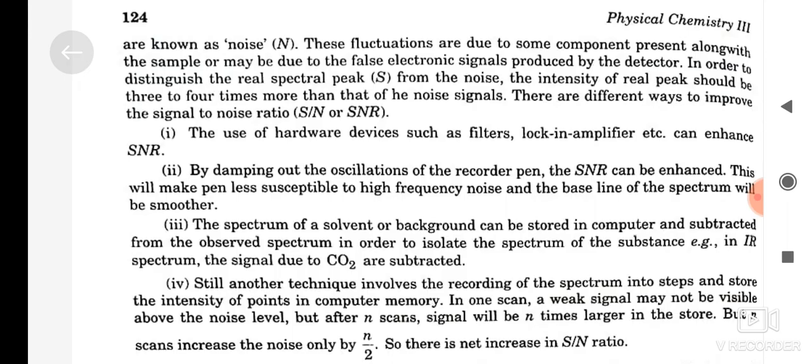This will make the spectrum less susceptible to high frequency noise, and the baseline of the spectrum will be smoother. Third, the spectrum of the solvent or background can be stored in a computer and subtracted from the observed spectrum in order to isolate the spectrum of the substance. For example, in an IR spectrum, the signal due to CO2 is subtracted.